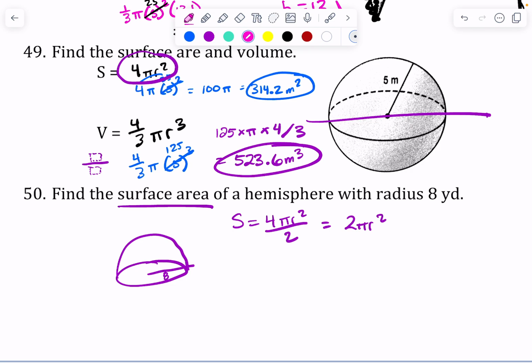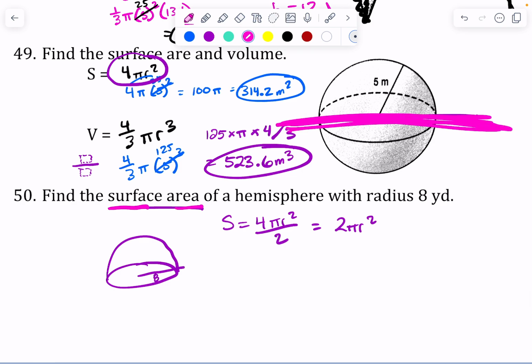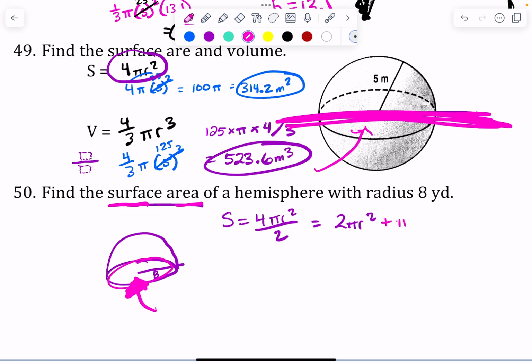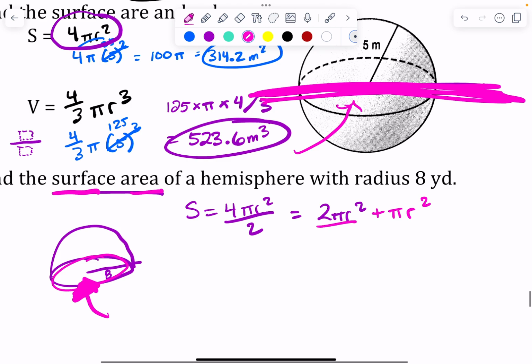But the problem is surface area is the area of all of the surfaces. So if I cut the sphere in half, I now have a surface exposed, this bottom surface, right? So I have to add on the bottom surface, which is another circle, and the area of a circle is another pi r squared. So now I have 2 pi r squared plus another pi r squared, or 3 pi r squared. So surface area of a hemisphere is actually 3 pi r squared and not 2 pi r squared.